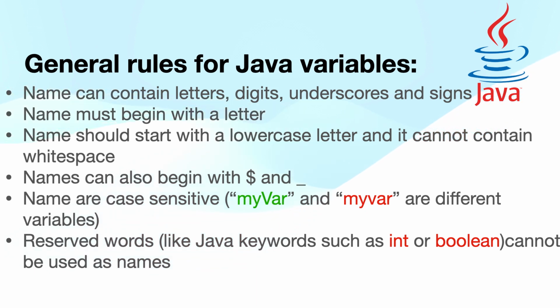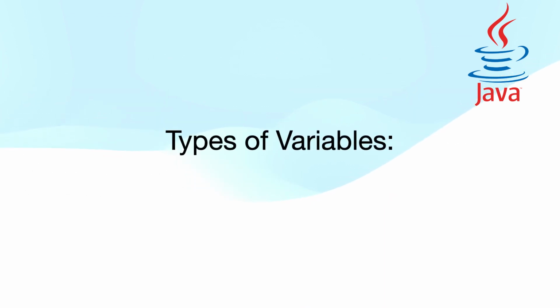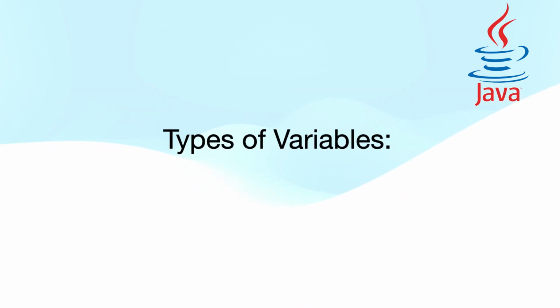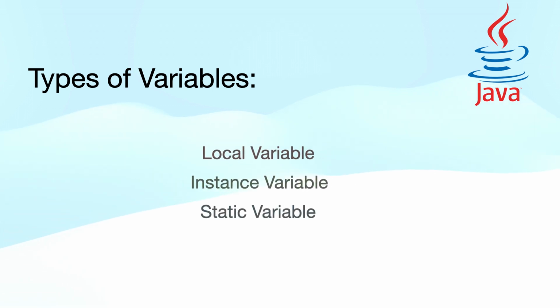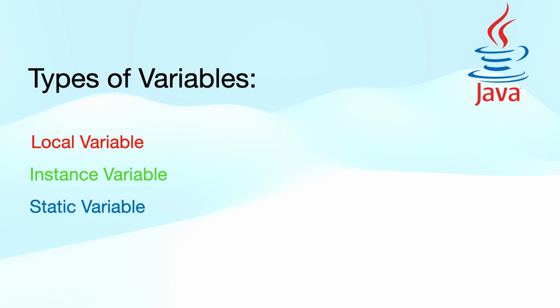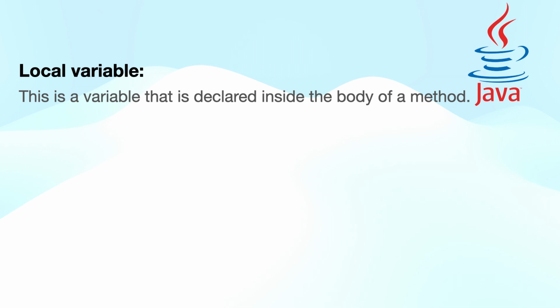So let's see the types of variables. There are three types of variables: local variable, instance variable, and static variable. So what do we mean by a local variable? A local variable is a variable that is declared inside the body of a method, not the main method, just the body of a method.